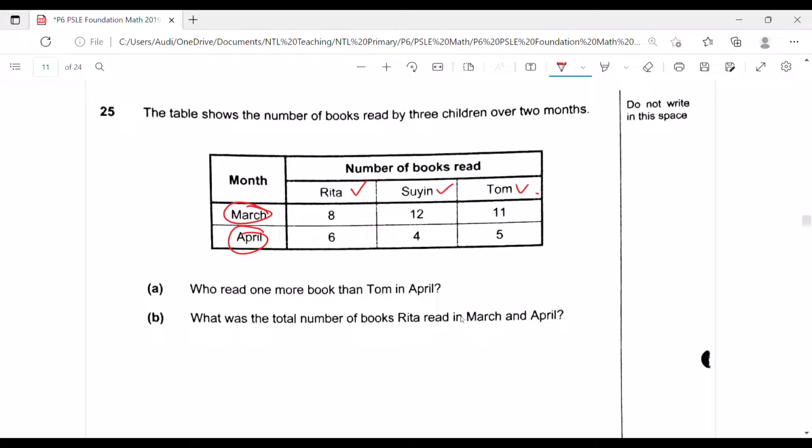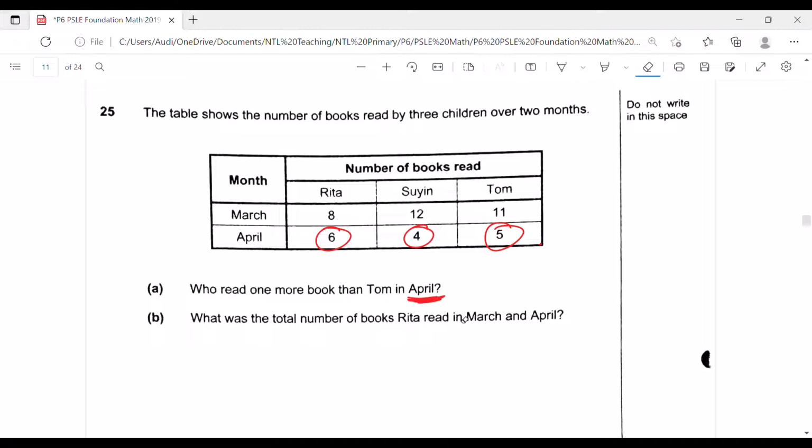Okay, let's read part A. Who read 1 more book than Tom in April? So we're interested in April. I'm going to erase this first. So we are going to look only at the numbers in April.